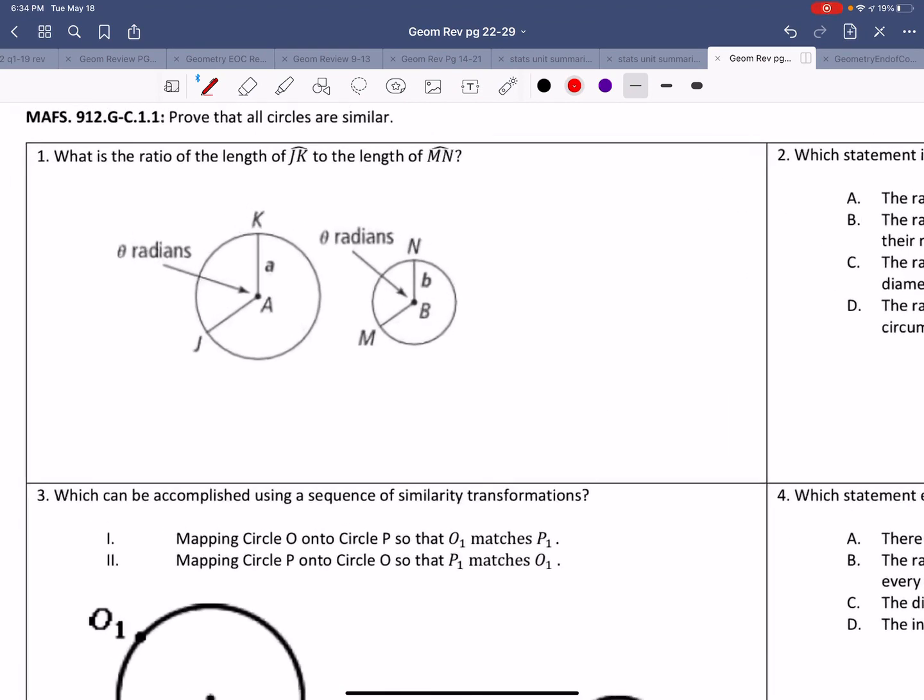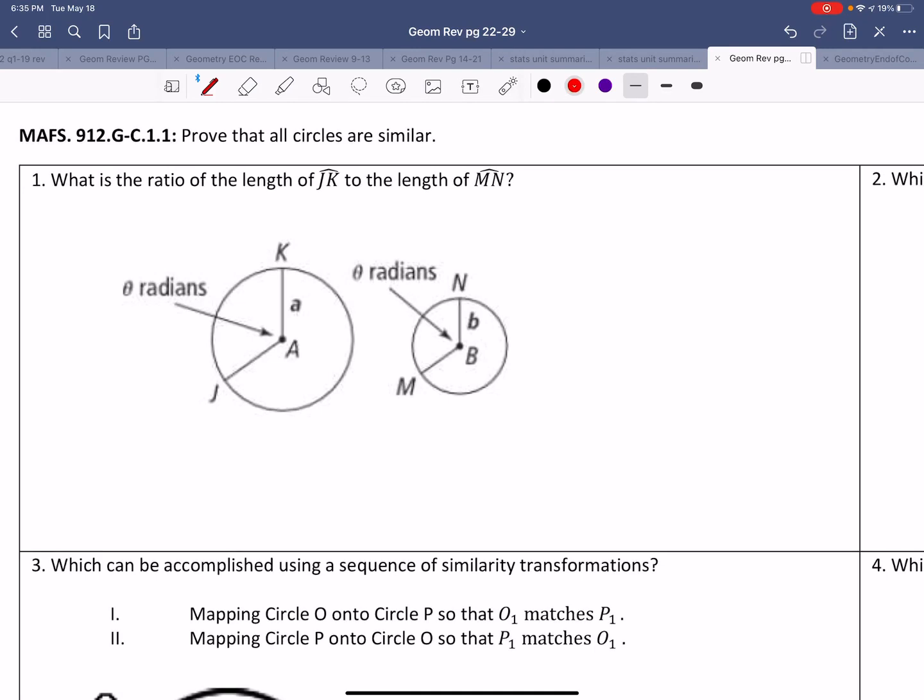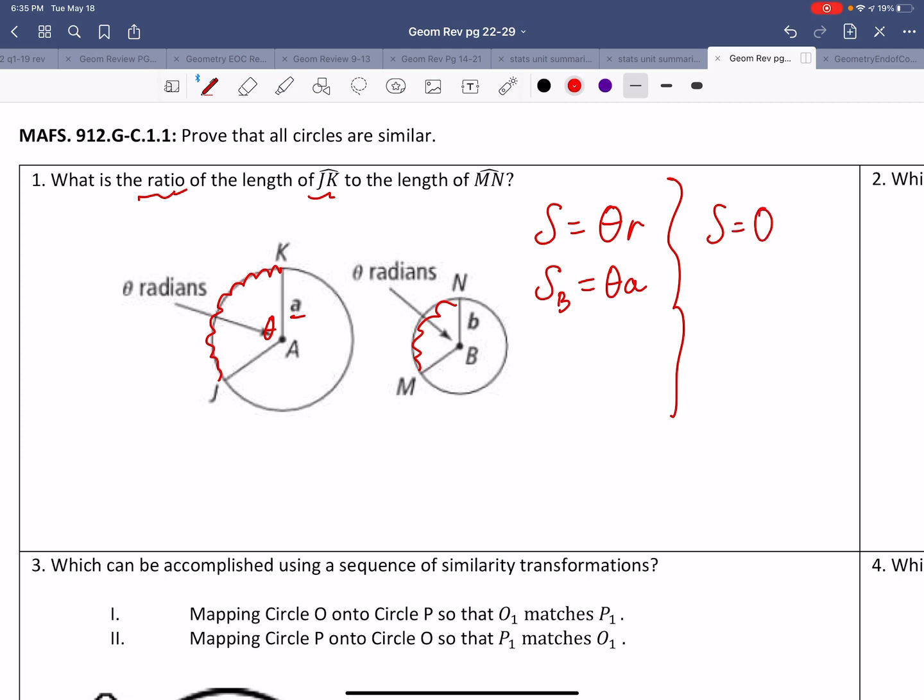Okay, let's look at question number 1 now, because I've kind of explained what similar triangles are. What would be the ratio of these lengths? So notice these arc lengths, S equals theta r. What's the ratio of these arc lengths? Well, this arc length is theta, which is the angle here, times the radius, which is a. So the big circle has an arc length of theta times a, and the little one has the same formula. The smaller one has an arc length of the same angle, theta, times b.